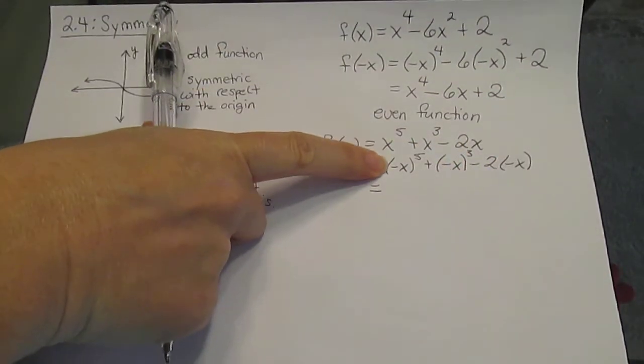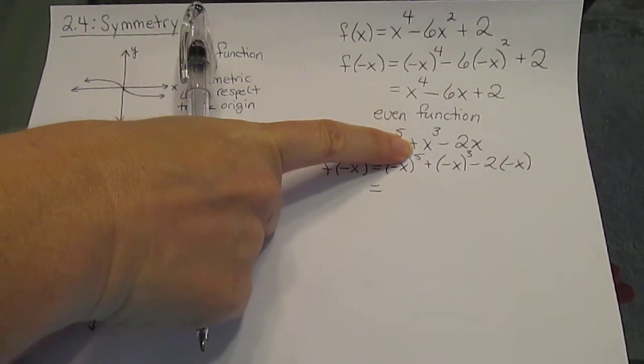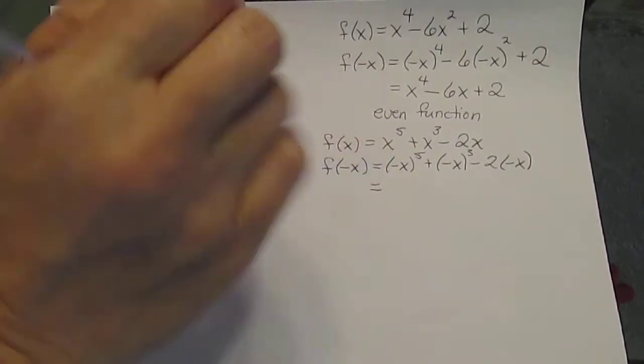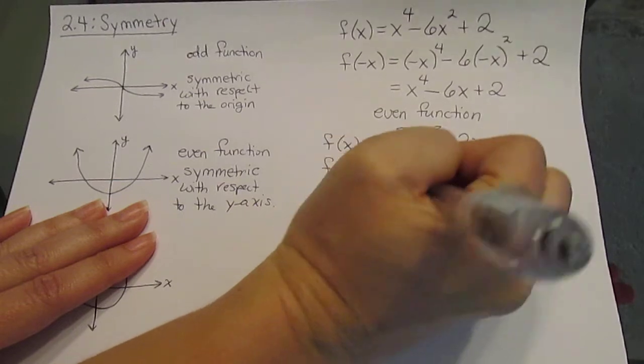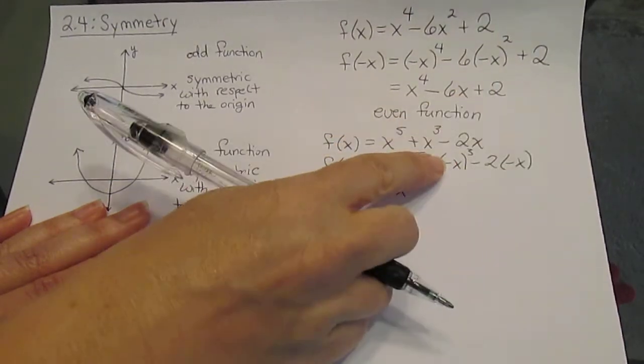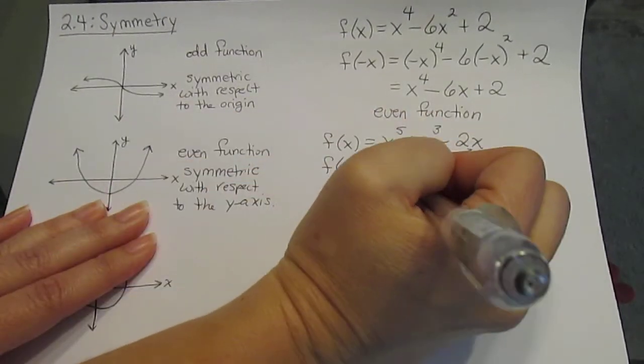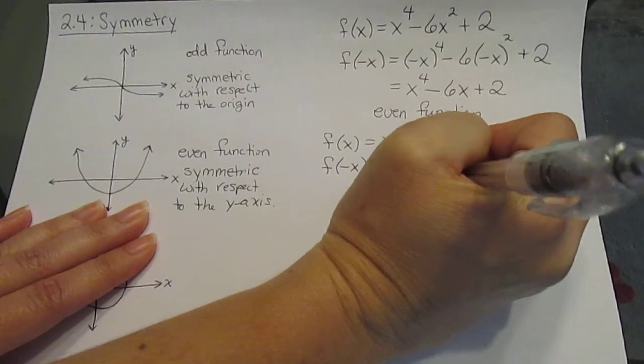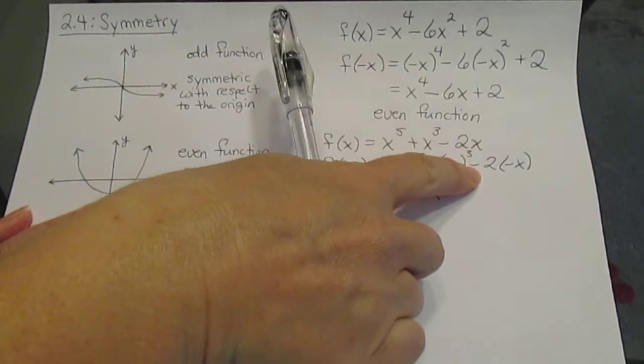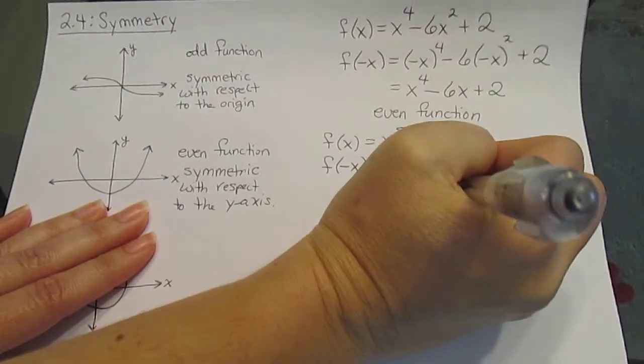Okay, well, when we've got a negative number raised to an odd power, it stays negative. So this is going to be negative x to the fifth. Again, a negative number to an odd power, so that'll be minus x cubed. And we've got a negative times a negative, which is a positive.